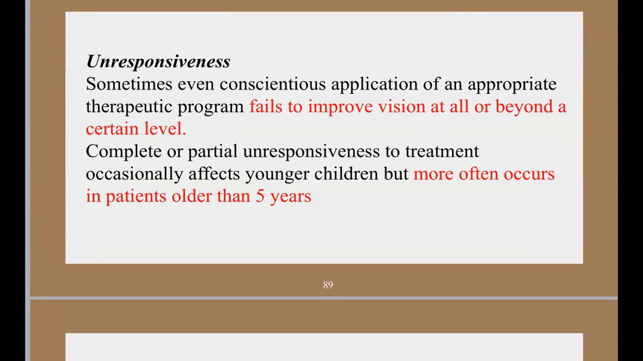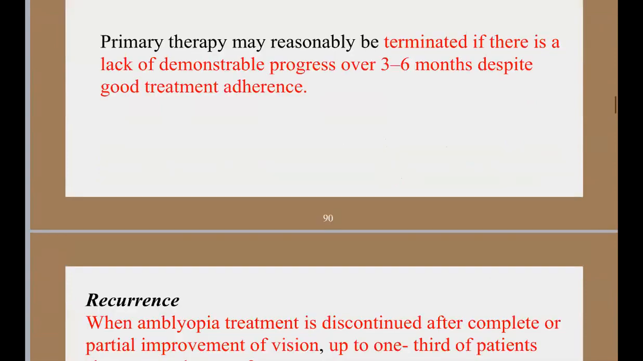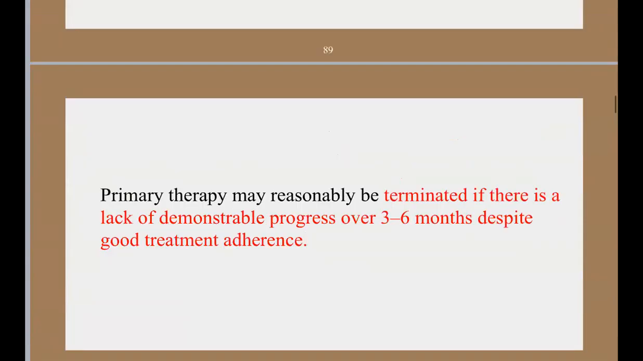Okay. Unresponsiveness: here you do everything, the patient does everything, and nothing occurs. The patient fails to improve vision at all or beyond a certain level. Okay, this is more often in patients older than 5 years. When a parent comes to me with a child older than 5 years, I tell him that the prognosis won't be that good. Here you should try with him from 3 to 6 months at most with good treatment adherence. This is the chance for this patient.